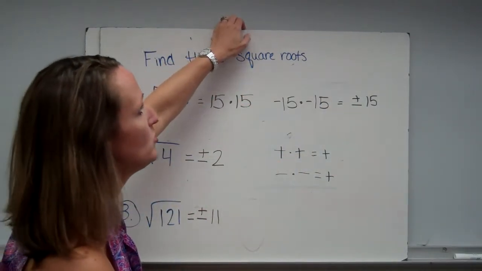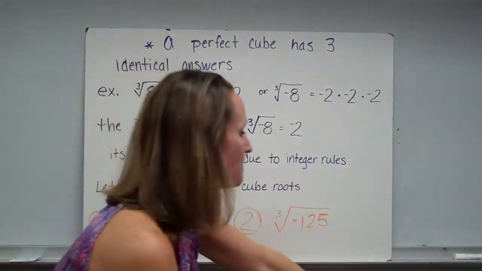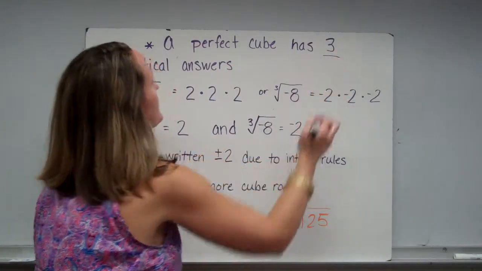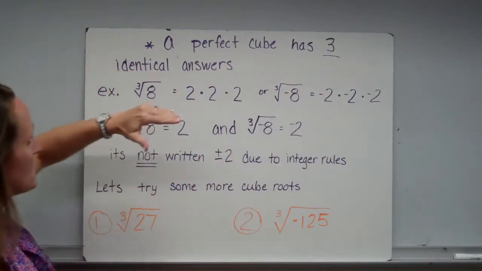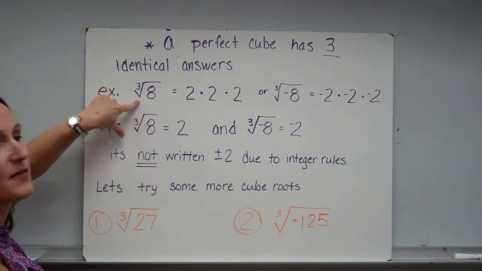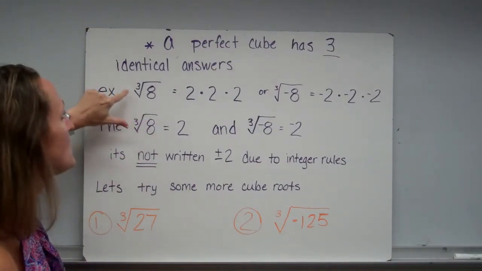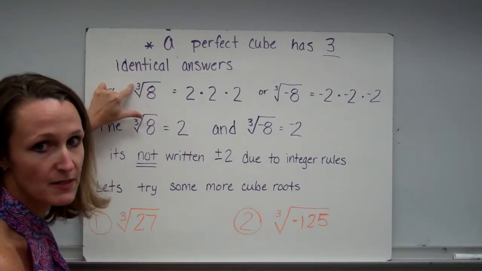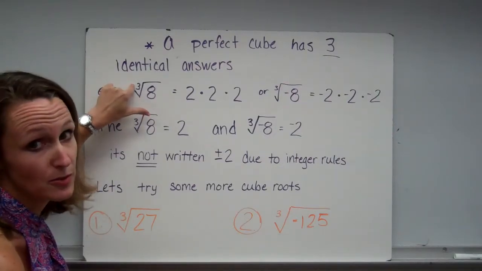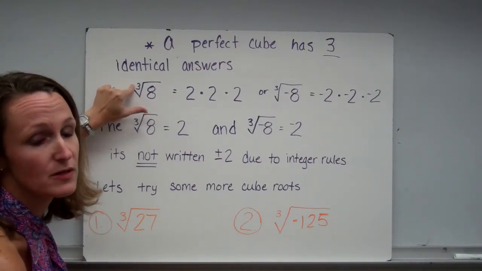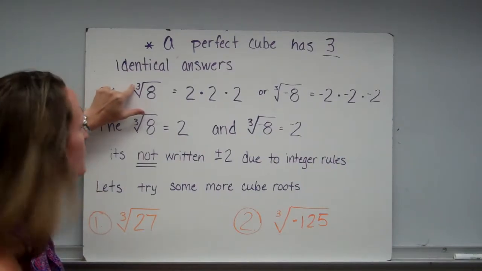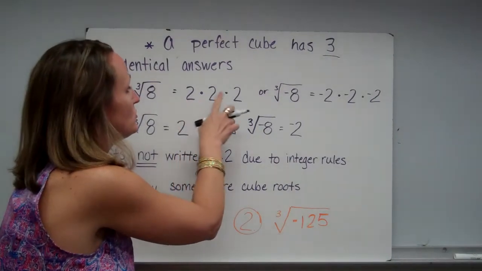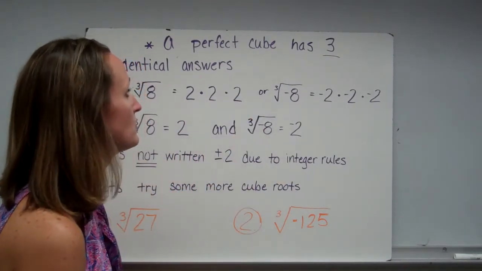So let's talk about cube roots. A perfect cube has 3 identical answers. So let's say we want to take the cube root of 8. Look at how this is written differently. We still have that square root symbol, but we write a 3 above it. You can take the cube root, the 4th root, the 5th root, the 6th root. Tonight we're only dealing with square roots and cube roots. So we're taking the cube root of 8: 3 identical answers, 2 times 2 times 2.